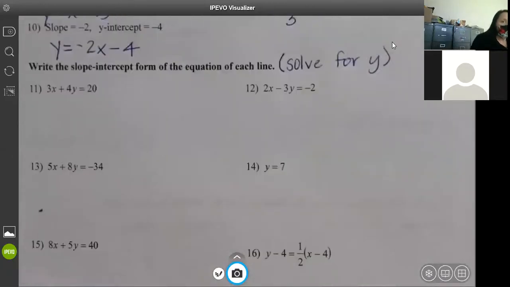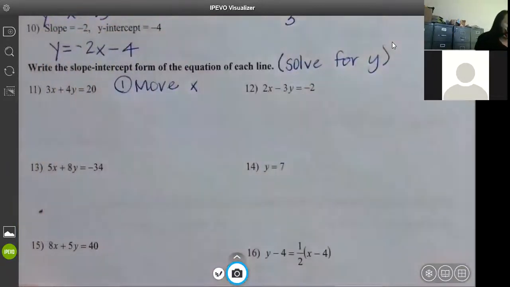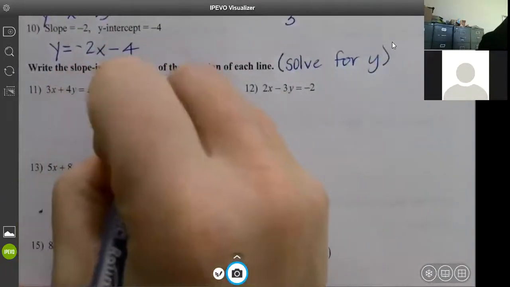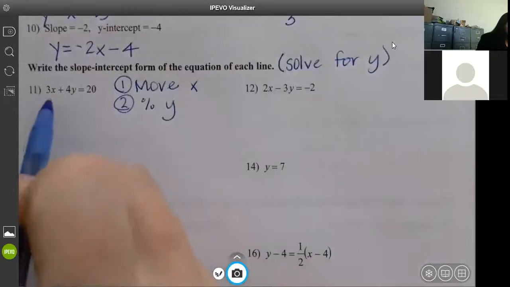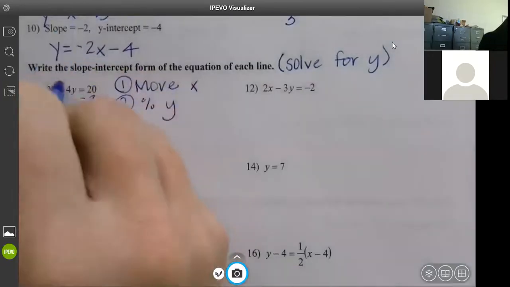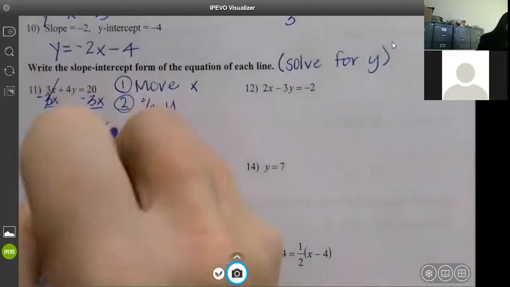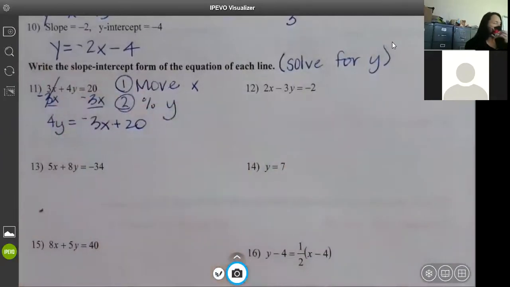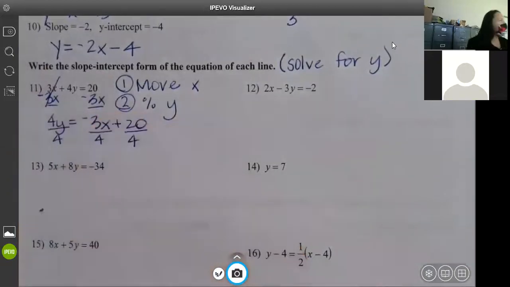All right, so remember our steps. Our first step, when it looks like this, is move x. Our second is divide by y. I think what threw you off on the Edia app was all the fractions. So don't stress out about that too much. The way we move x, it's a positive 3x, so we subtract 3x, which gives us 4y equals, and I told you to put your x first, a negative 3x and a positive 20. And then the last thing I want you to do is divide by the number, and you have to divide everything by that. You've already done this. This is not new.